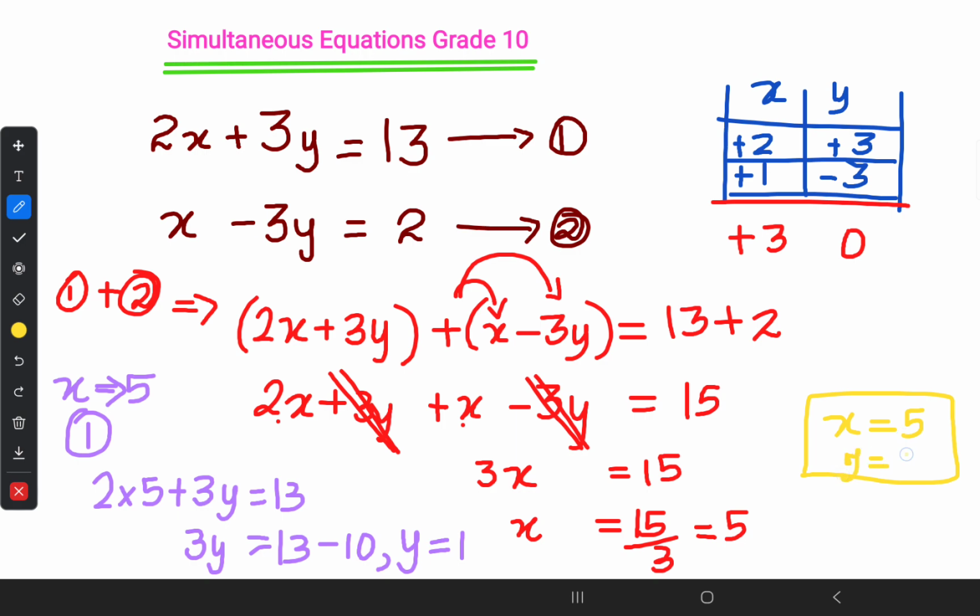I'll recall the question from the beginning once more. We cannot find both of these variables simultaneously. That's why it is called a simultaneous equation.